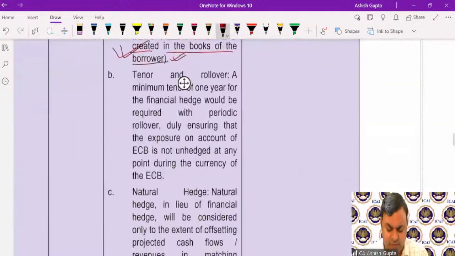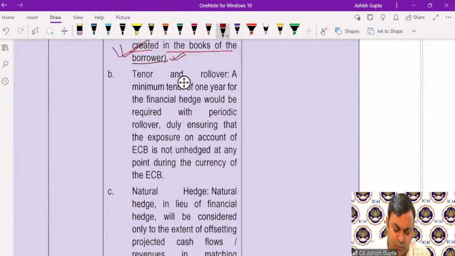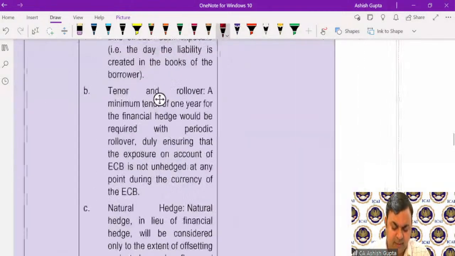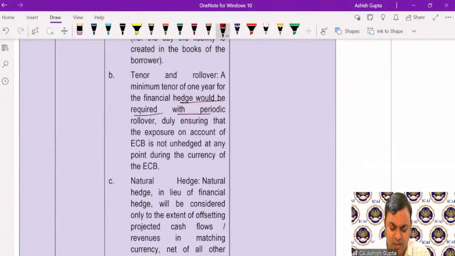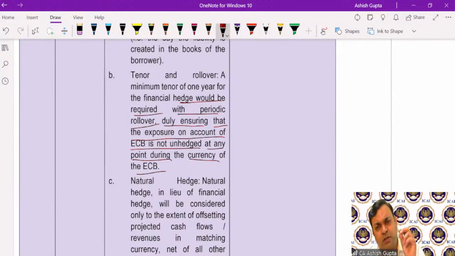This is the first point. Second, tenure and rollover. A minimum tenure of 1 year for the financial hedge would be required with periodic rollover. You can roll over the transaction, duly ensuring that the exposure on account of ECB is not unhedged at any time during the currency of the ECB. So you need to check that your exposure should always be hedged.